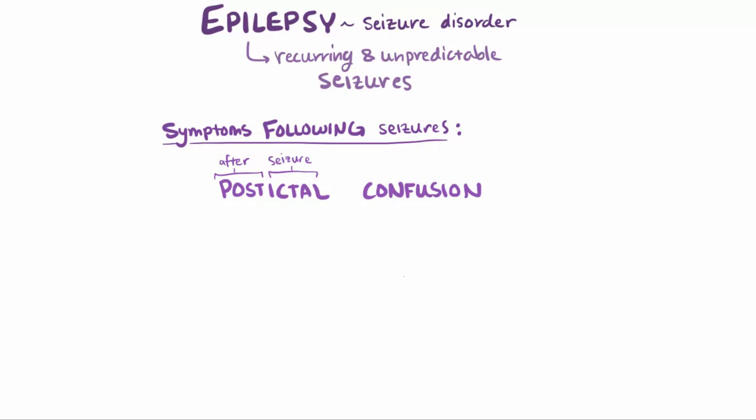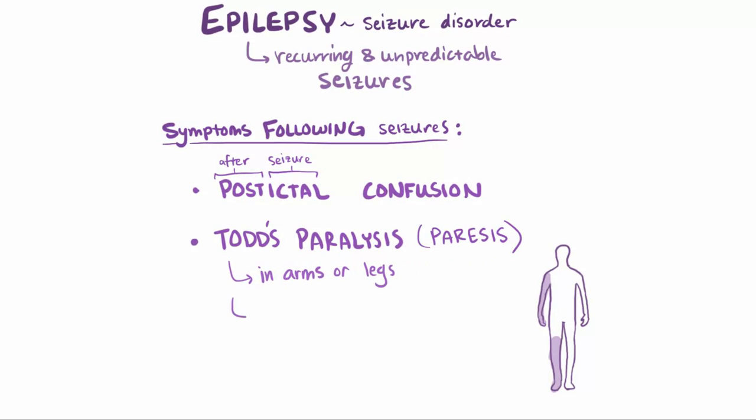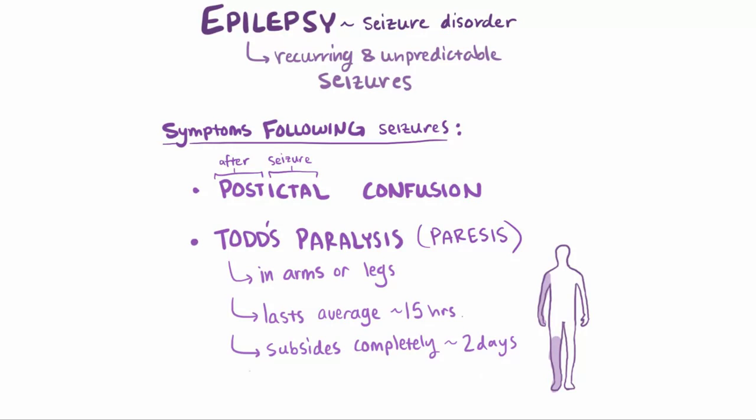Following a seizure, sometimes patients experience certain symptoms, like confusion, called post-ictal confusion, which means after seizure confusion. Also, patients might experience paralysis that affects the arms or the legs, usually just limited to one side of the body. And this is known as Todd's paralysis or Todd's paresis, and can last for quite a while, on average about 15 hours. And usually it subsides by itself completely after 2 days. The precise mechanism behind Todd's paralysis isn't currently well understood, but it's thought to be the result of temporary but severe suppression of activity of the area in the brain affected by the seizure.